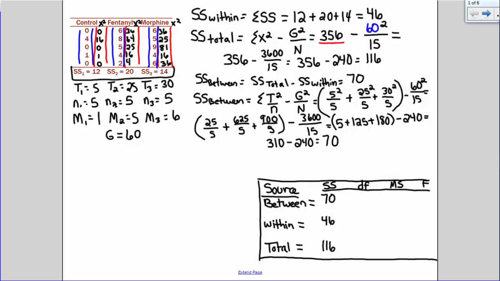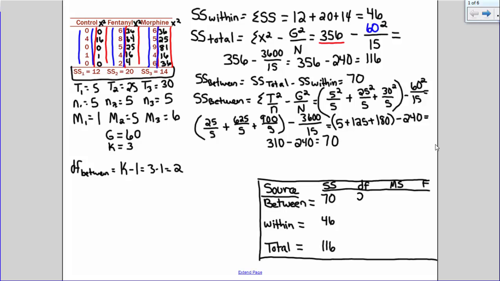Okay, now our next step is we need to find our degrees of freedom between, within, and total. Now, we don't really do anything with total when it comes to calculating F. I just like to find it to confirm that these are correct: my sum of squares between and within and my degrees of freedom between and within. All right, so my degrees of freedom between is equal to k minus 1. So what is k in this example? Well, how many levels do we have? 3. We've got control, fentanyl, and morphine. So 3 minus 1 is 2.